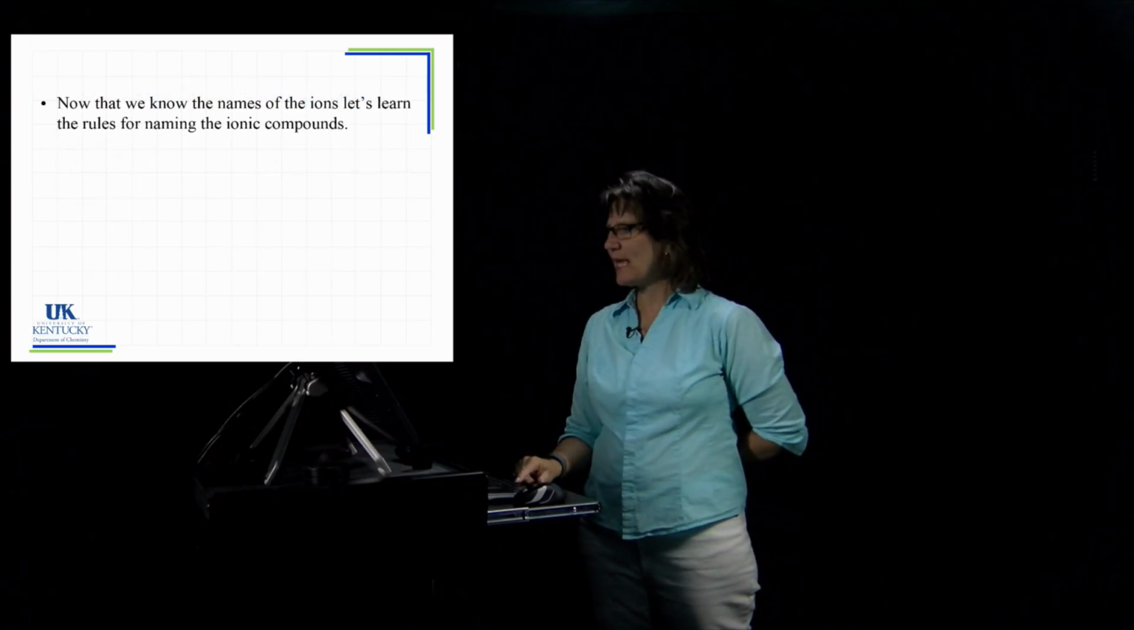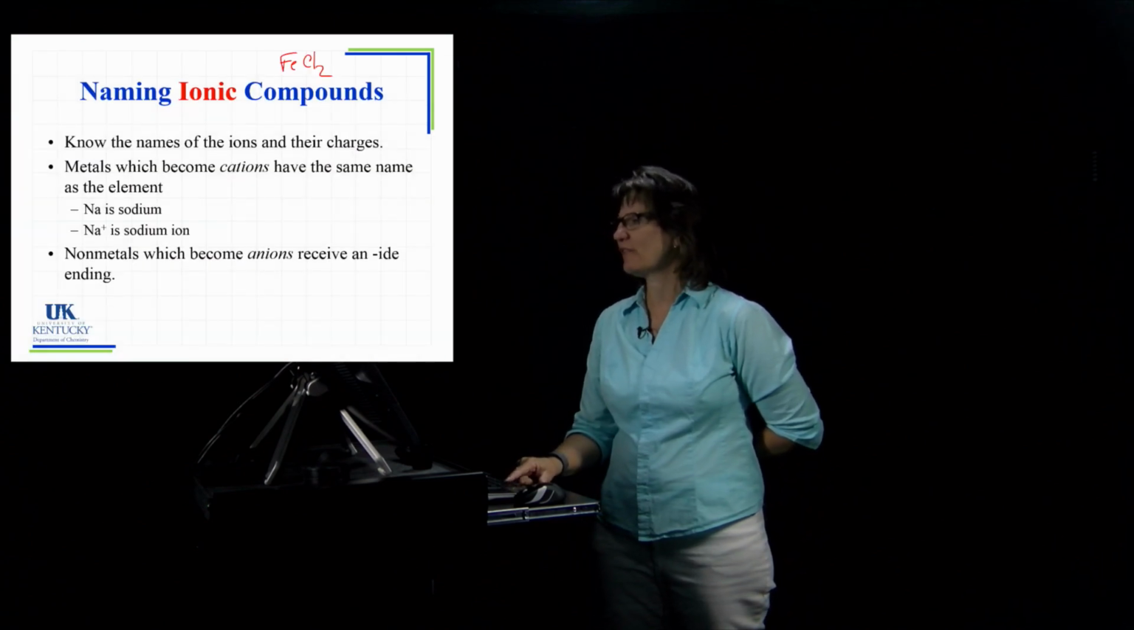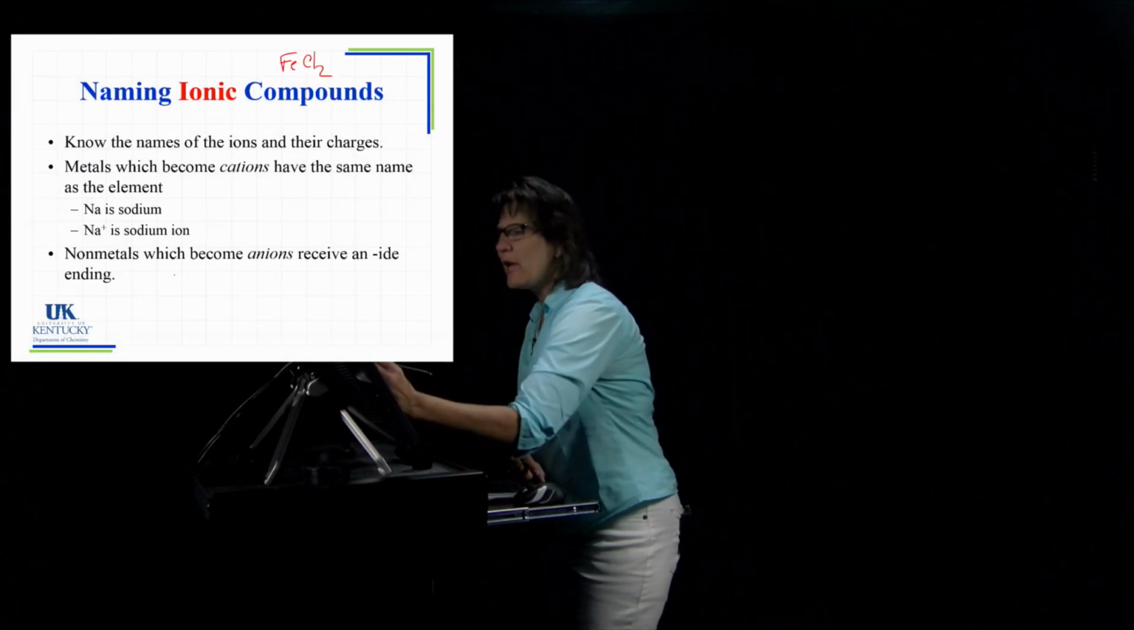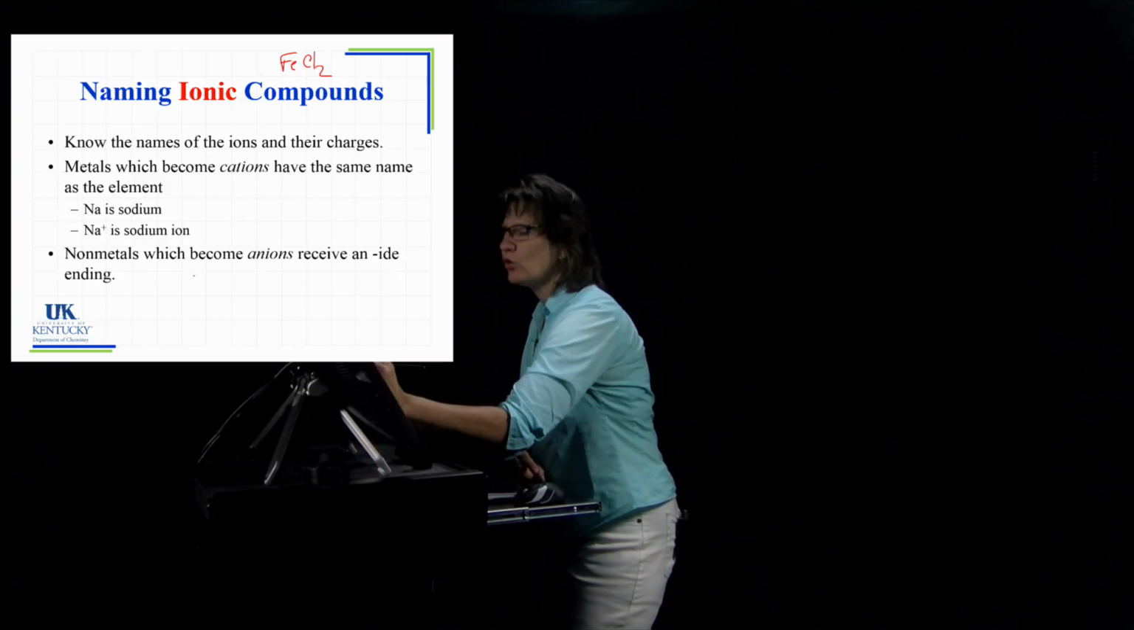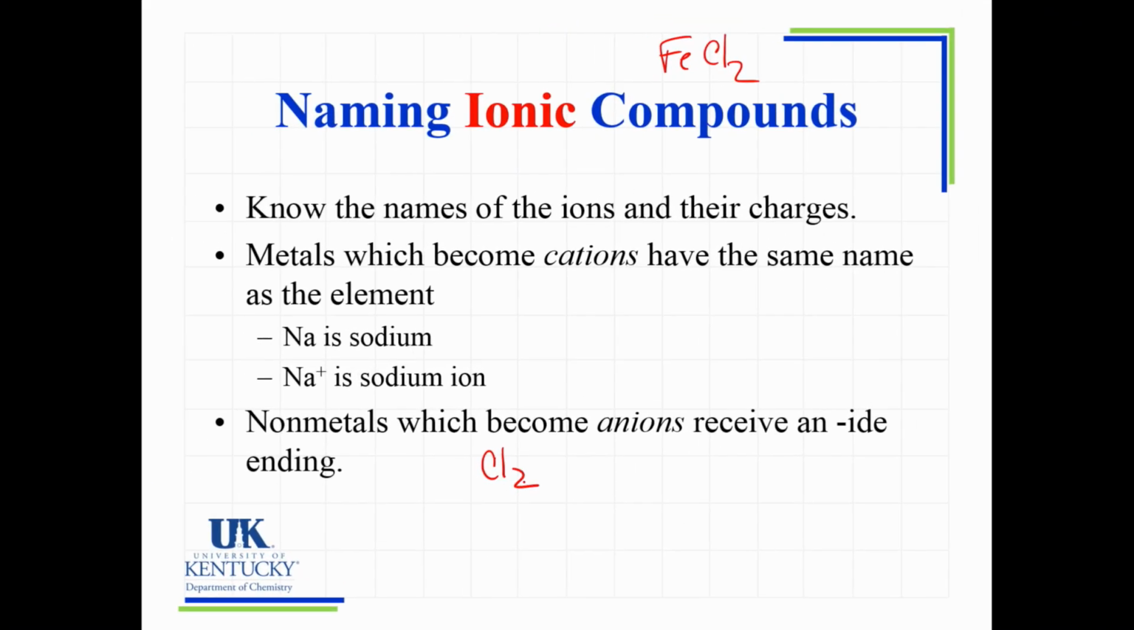So let's look at an example of that first of all. Let's say we have the nonmetal chlorine. There is the element, it's chlorine. Cl minus is an anion that contains chlorine. So this is chlorine, and this is chloride. So it gets an IDE ending. Drop the old ending, give it an IDE ending.